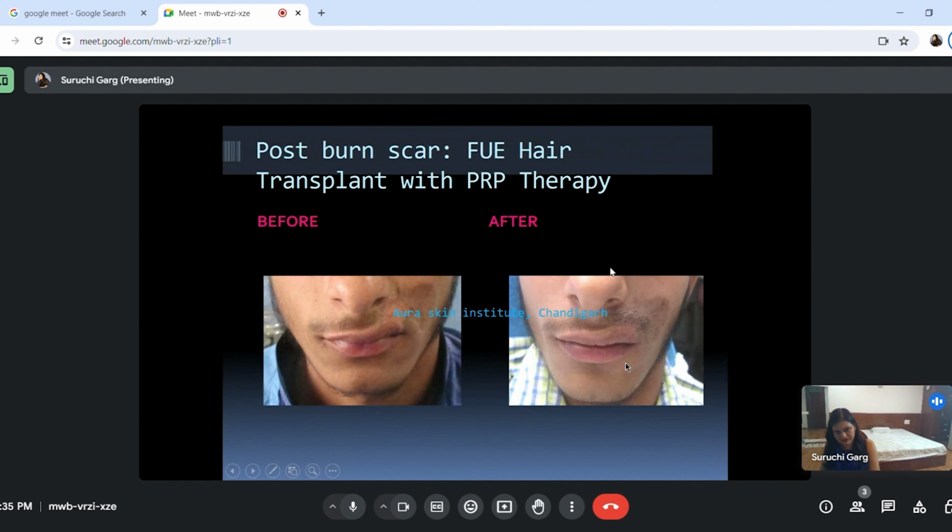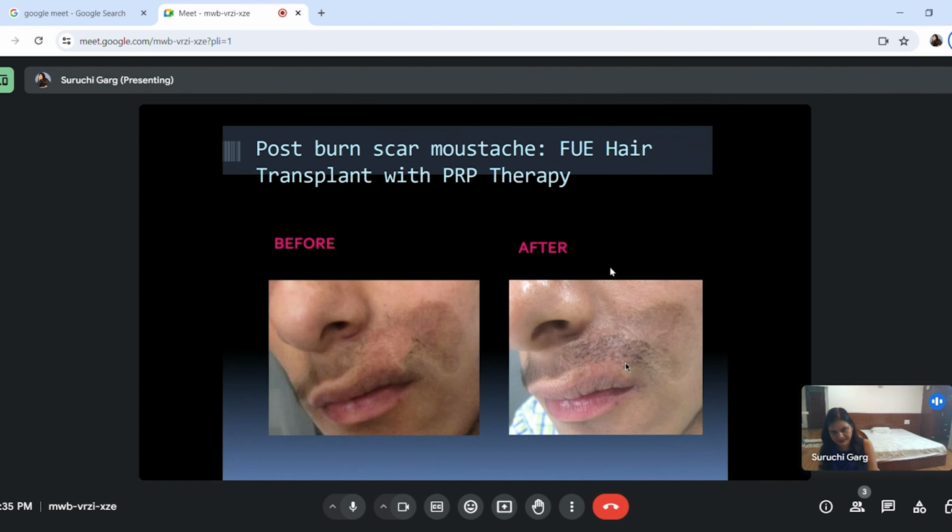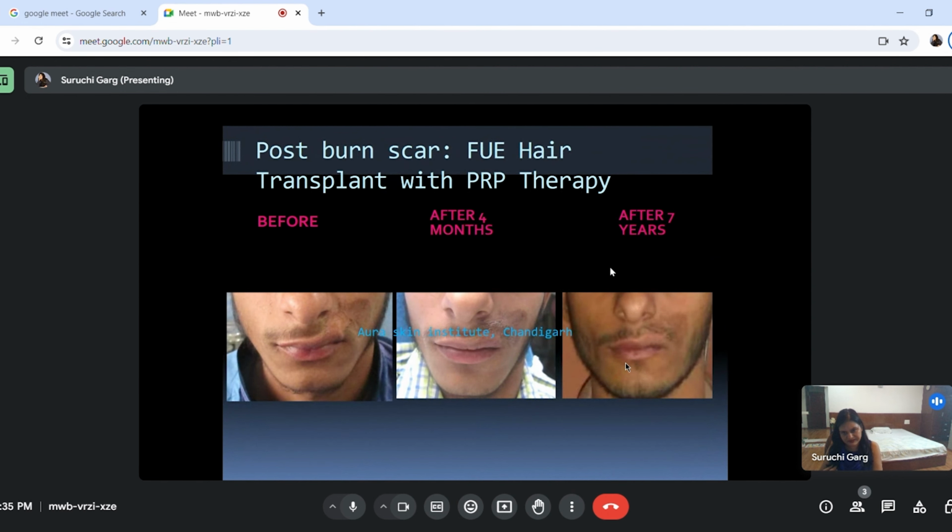And this is a case of post burn scar in the upper lip area, and we've done hair transplant with the PRP. This was 4 months later, and then I saw this patient after 7 years. So I would like to draw your attention towards the asymmetry of the lip, which is progressively increasing over time. So over years together, the healing cascade kept on working inside, and this is the result after years later.